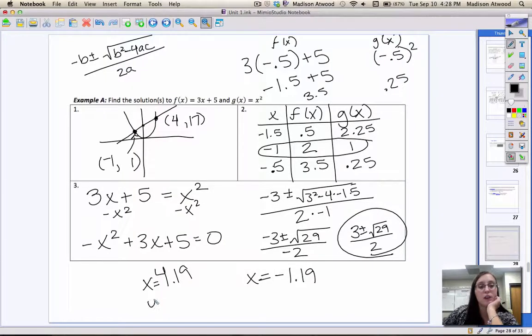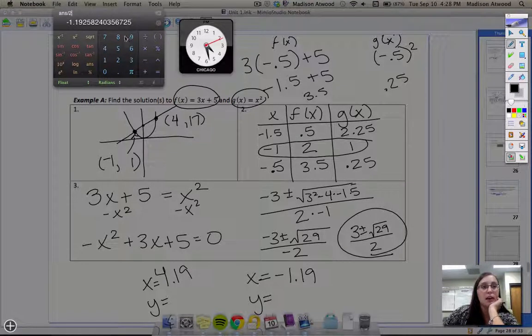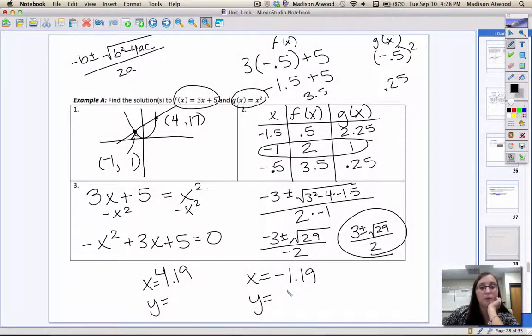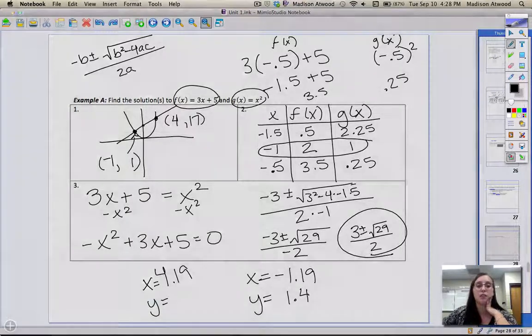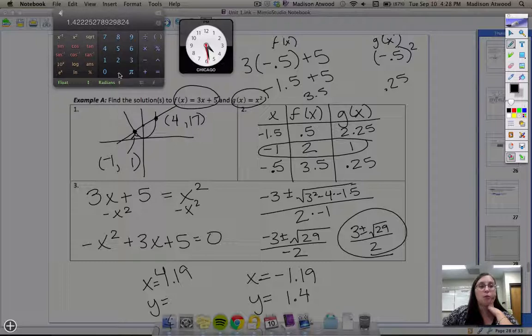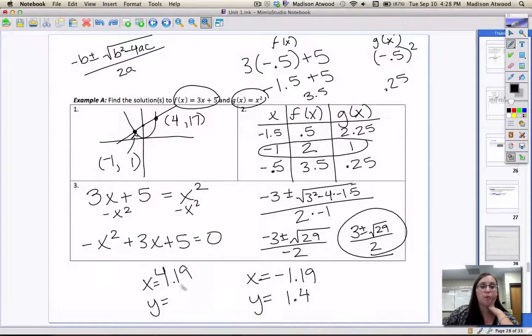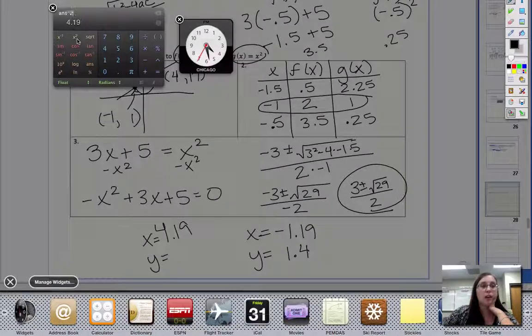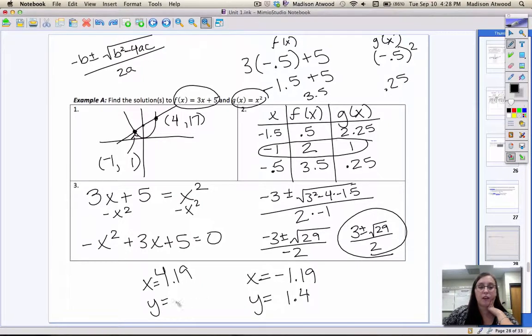And then of course you would also plug each of these into your function. So either one would work, x squared or 3x plus 5. X squared is pretty easy. I'm going to start by squaring the negative 1.19, and I'll get 1.4, which was my initial answer here, was 1.4, not 1, so that was pretty darn close that I got on that solution. And then I'm going to also square my 4.19, and I've got 17.55 or 0.56, I think, which is also pretty darn close to my original estimate.